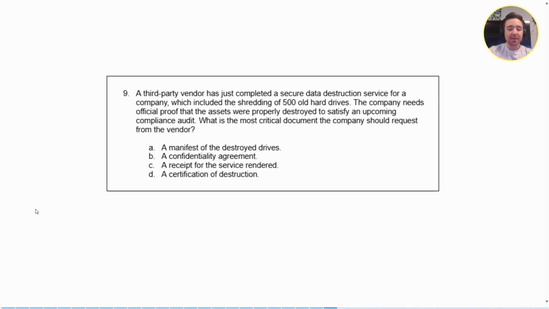All right, the next question reads, a third-party vendor has just completed a secure data destruction service for a company, which included the shredding of 500 old hard drives. The company needs official proof that the assets were properly destroyed to satisfy an upcoming compliance audit. What is the most critical document the company should request from the vendor? A, a manifest of the destroyed drives, B, a confidentiality agreement, C, a receipt for the service rendered, or D, a certificate of destruction. Pause the video if you need more time.